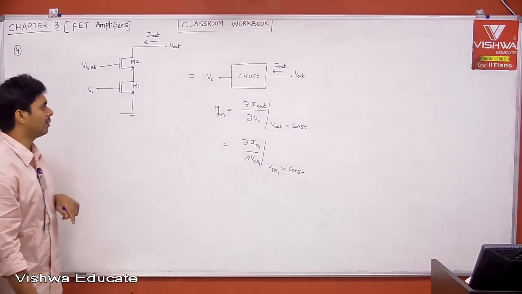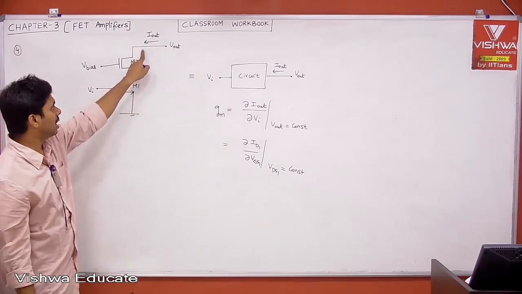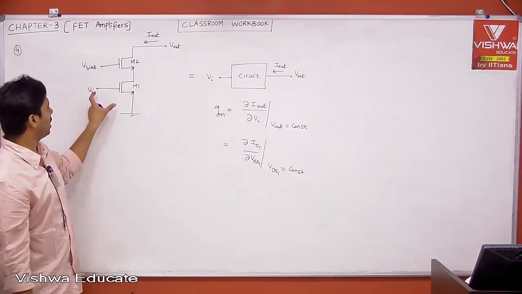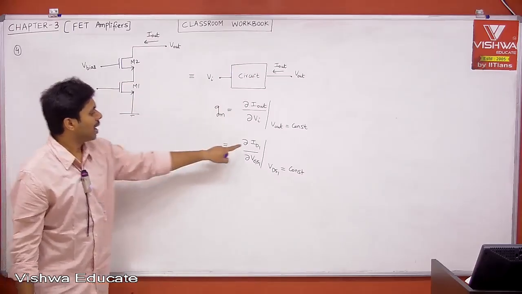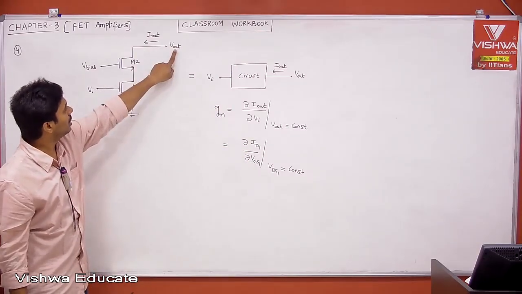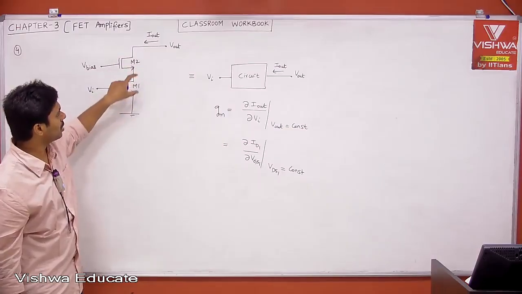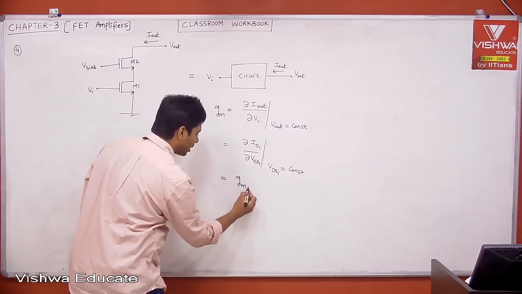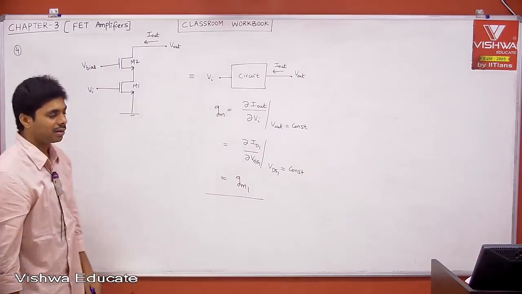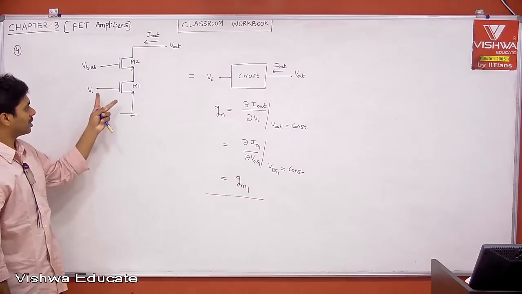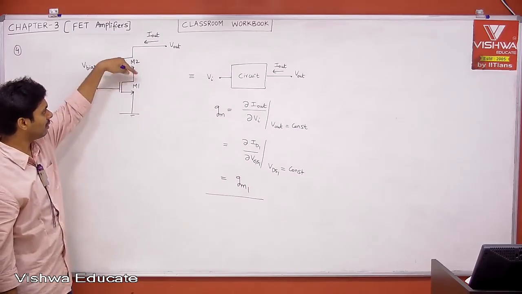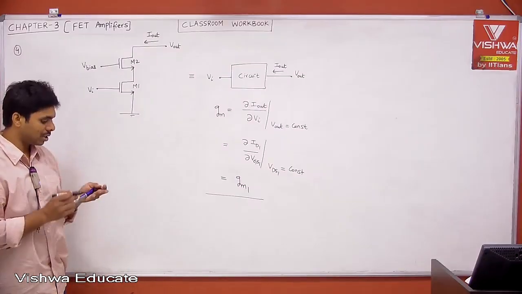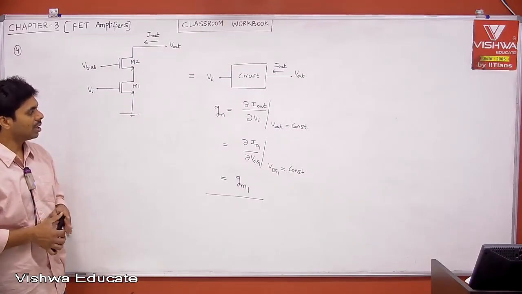VGS1. In series, current is constant, the same current is flowing through M1 and M2. That is ID1, and VI is nothing but VGS. Therefore, ID1 divided by VGS1, when Vout is constant, that is VDS2 plus VDS1 is constant. Then what is this basically? This is nothing but GM1, the transconductance of MOSFET 1. For a change in VGS, what is the change in the current of MOSFET 1 when output voltage, or VDS, is constant? That is your GM1. Simple, straightforward. Problem is over.